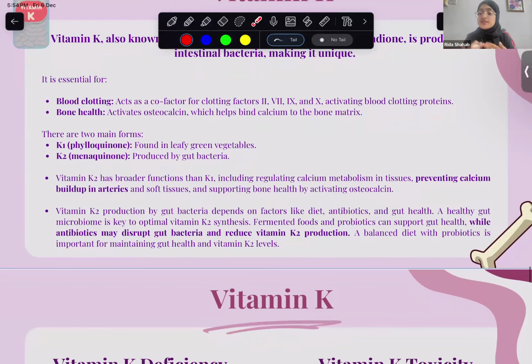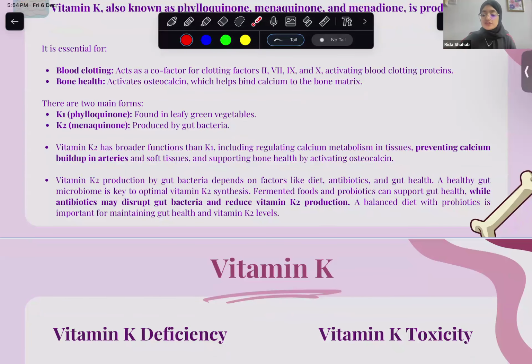What it does is regulate calcium metabolism in tissues, and it prevents calcium buildup in arteries, which is really important because you don't want buildup in your arteries, right? It also supports bone health by activating osteocalcin. So, vitamin K2 production, by the gut bacteria as we discussed, depends on factors like diet, antibiotics, and gut health. A healthy gut microbiome is the key to optimal K2 synthesis.